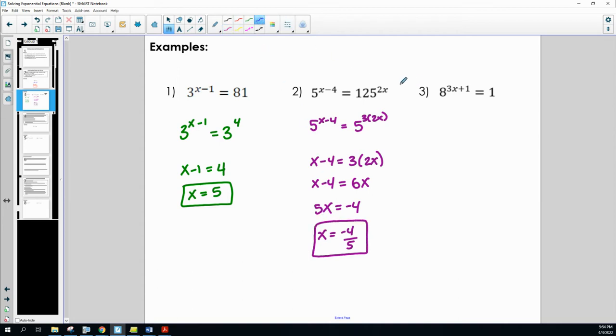Okay, and then in number 3, we have 8 and 1 as our bases. 1 is the smallest base. Can I make 8 have a base of 1? Well, 1 to any power is going to be 1, so I can't do that. But remember the property that anything to the 0 power is 1. What I can do here is keep the left-hand side as having a base of 8, and I can rewrite 1 as a base of 8 to the 0 power. Now the bases are the same. So 3x plus 1 equals 0. 3x equals negative 1. x is equal to negative 1/3.